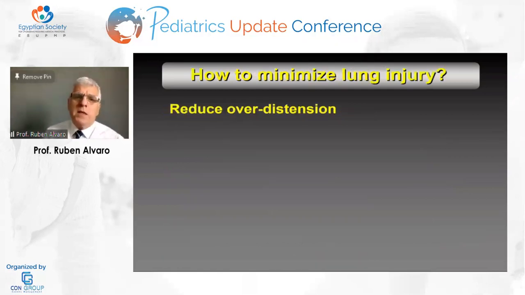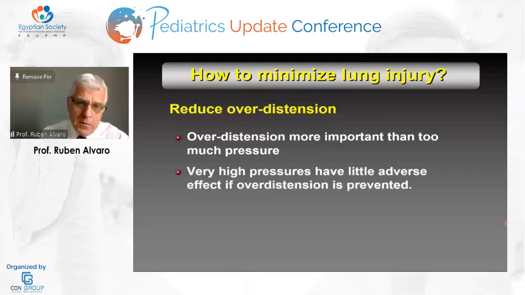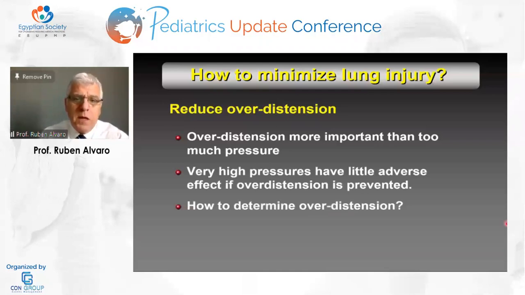So what are the things that we can do to prevent lung injury? Well, one of the things that you need to try to prevent is overdistension, okay? Overdistension, as I mentioned before, or excess volume is more important than too much pressure. Very high pressures have little adverse effect if overdistension is prevented. And the next question is, how do we determine overdistension? How do we know if we are actually overdistending the lungs?